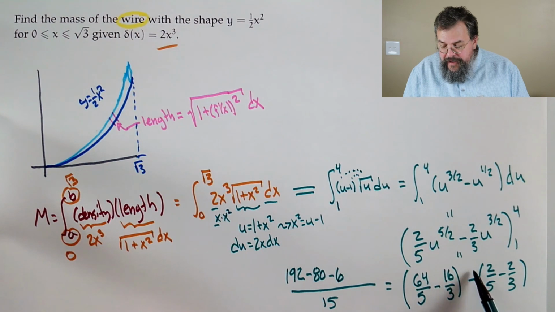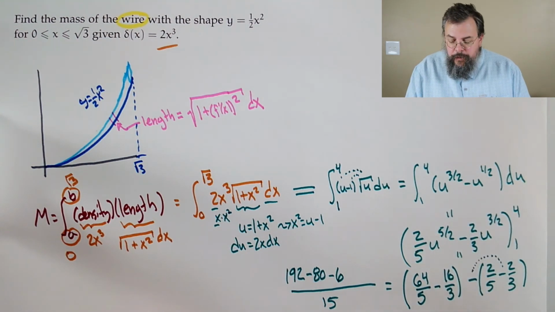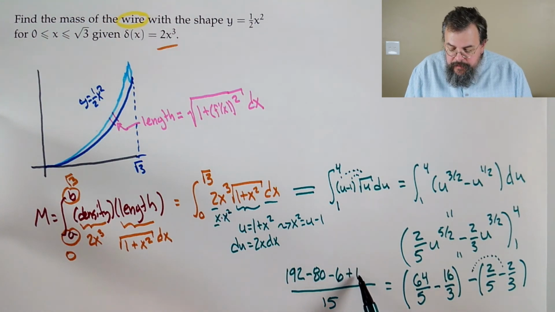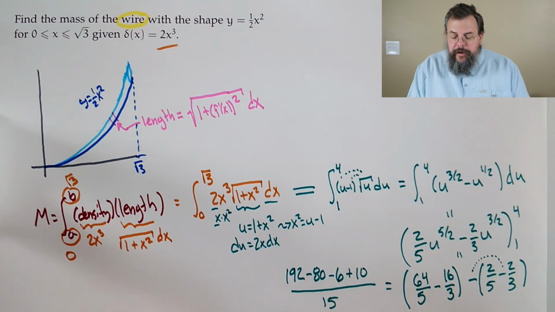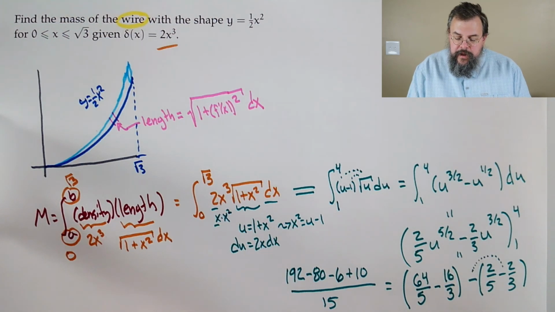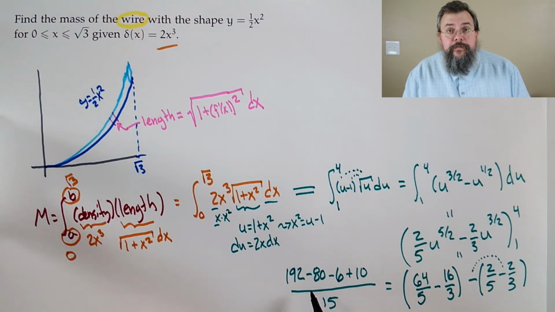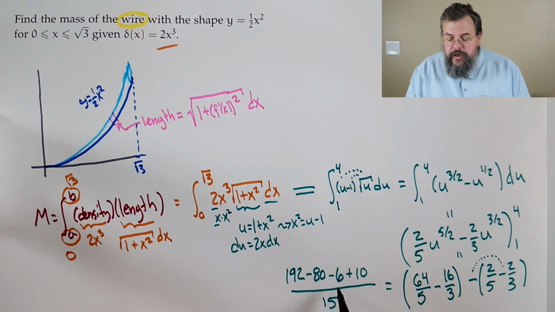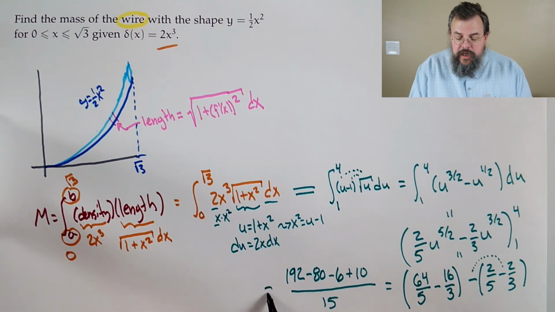Be careful here. This is a case where a lot of people forget that minuses distribute. We're going to be careful because we want to make sure we don't lose anything. After we've come this way, we definitely don't want to lose anything. Well, let's see, what do we have? 192 subtract 80 would be 112. Subtract 6 more would be 106. And add 10 more would be 116. And then downstairs, 15.